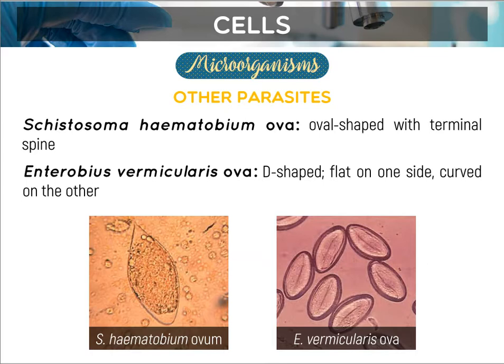What do you call this? Your D-shaped parasite, right? Its ova. They look flat on one side, right? Okay? And then curved on the other. So, if for example you see Enterobius vermicularis, it is usually because your urine is contaminated with fecal matter or feces. Okay?